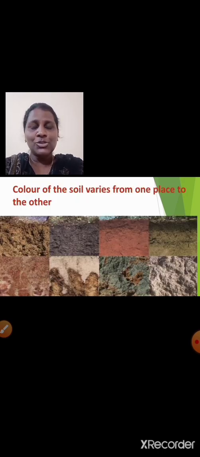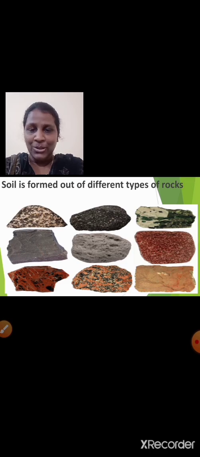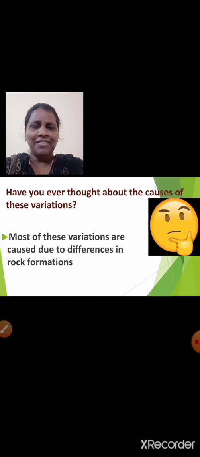The color of the soil varies from one place to the other. Do you know the reason behind this? It's because soil is formed out of different types of rocks, and hence they are in different colors. Have you ever thought about the causes of these variations? Most of these variations are caused due to differences in rock formations.